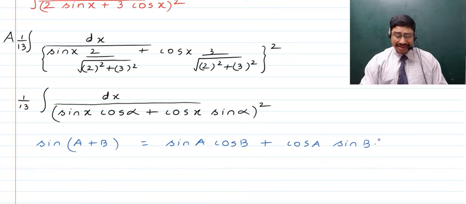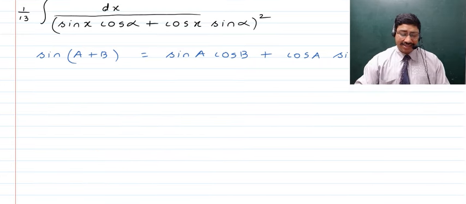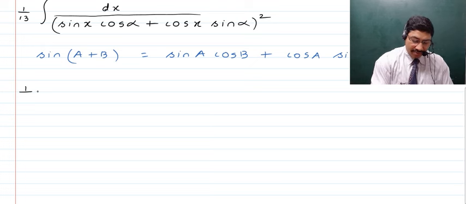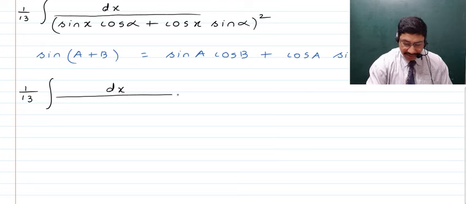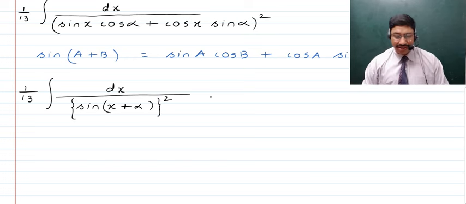So this just resembles the formula that you studied in compound and multiple angles, and thus in its place you can now substitute the value. So this now is going to become equal to 1 upon 13 times the integral of dx divided by sine of x plus alpha. And remember children, we also have a whole square of it. As such, we will write a square.